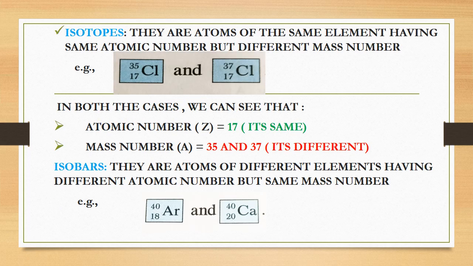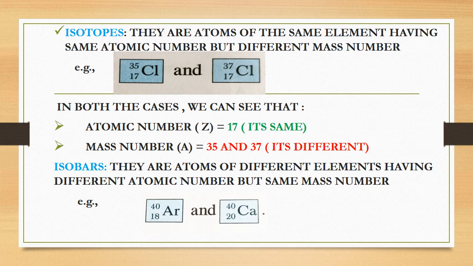Now coming to isotopes. What are isotopes then? Isotopes are atoms of the same element, but they will have the same atomic number but different mass number. Just observe the example.